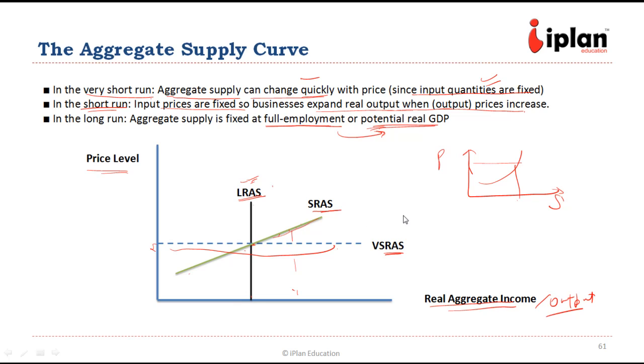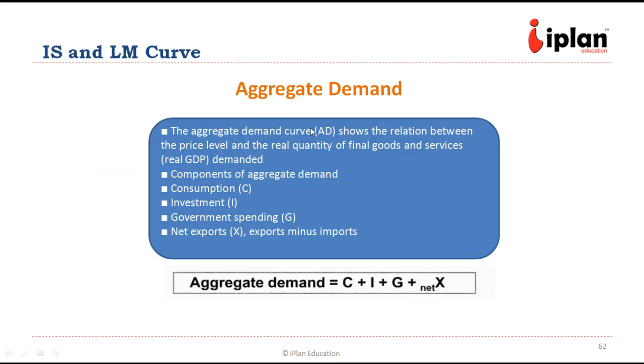Now let us look at the components of aggregate demand. It shows the relation between the price level and the real quantity of final goods and services, which is the real GDP demanded. So it is price versus GDP in terms of demand. These are the components. First is consumption, second is investment, third is government spending, and fourth is export minus import. This is the same as what we have seen in the case of GDP. When we look at the graph, we understand how it is equal to GDP.